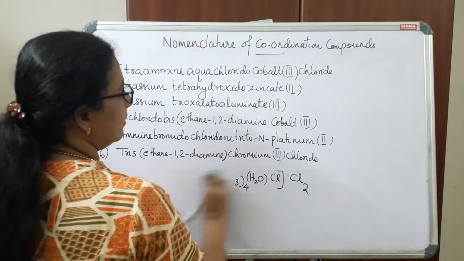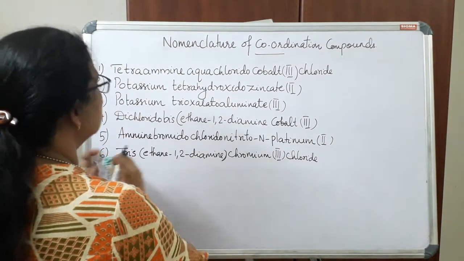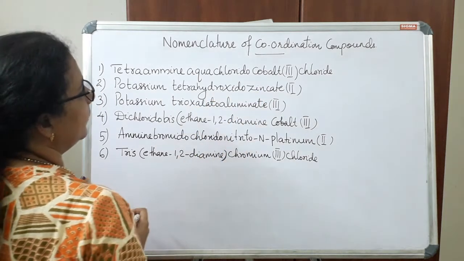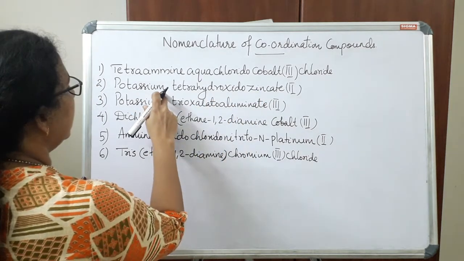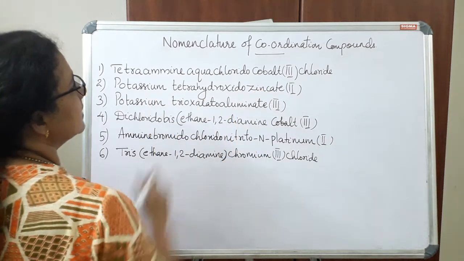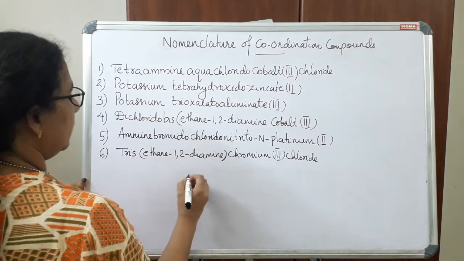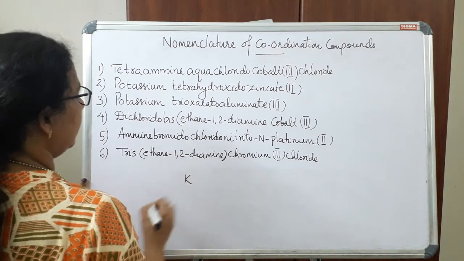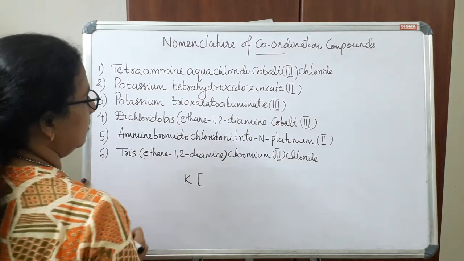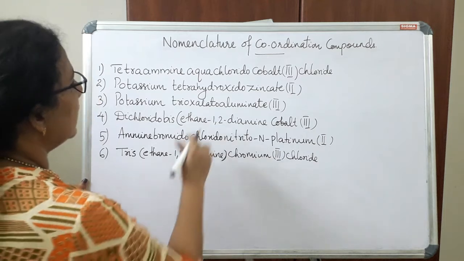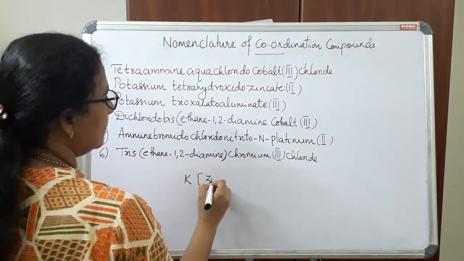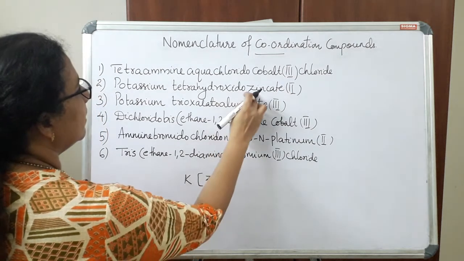Now let's see the second compound. The second compound is potassium tetrahydroxidozincate(II). In this case we can see potassium is the cationic part, and the other part is the anionic part. So first of all we should write potassium, that is K. Then comes the complex part, so we put a square bracket and write the complex part. Zincate, so Zn is the central metal.